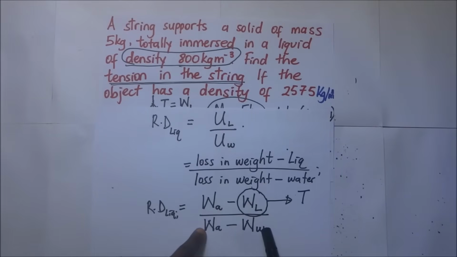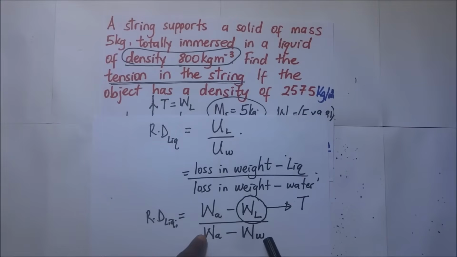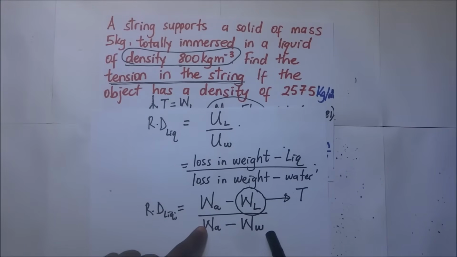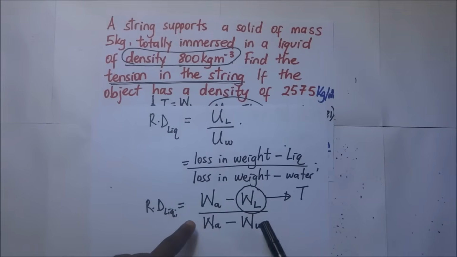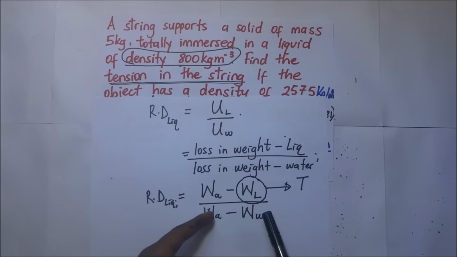Now, of course, the loss in weight in water is the upthrust experienced, or the apparent loss in weight of the solid mass when it is immersed in water. We can still get this term by looking at the formula for relative density in a solid. Relative density of a solid is given by the weight of the solid in air, divided by the apparent loss in weight when it is in water. So let's get started with the working.